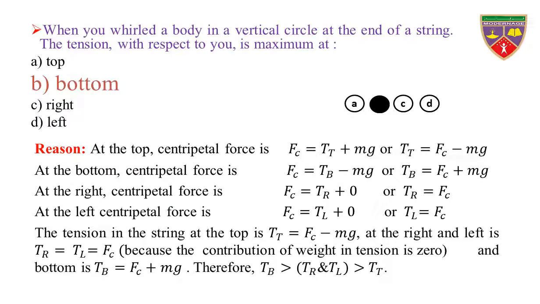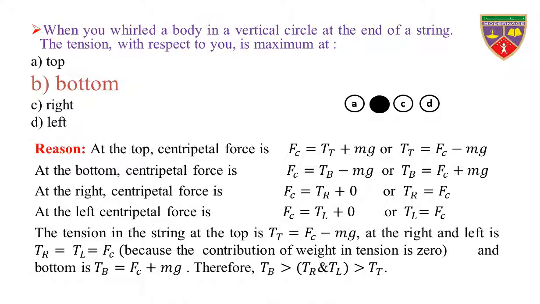Reason: at the top, centripetal force is Fc equal to Tt plus mg, or Tt is equal to Fc minus mg. At the bottom, centripetal force is Fc equal to Tb minus mg, or Tb is equal to Fc plus mg. At the right, Fc is equal to Tr plus 0, or Tr is equal to Fc. At the left, Fc is equal to Tl plus 0, or Tl is equal to Fc.